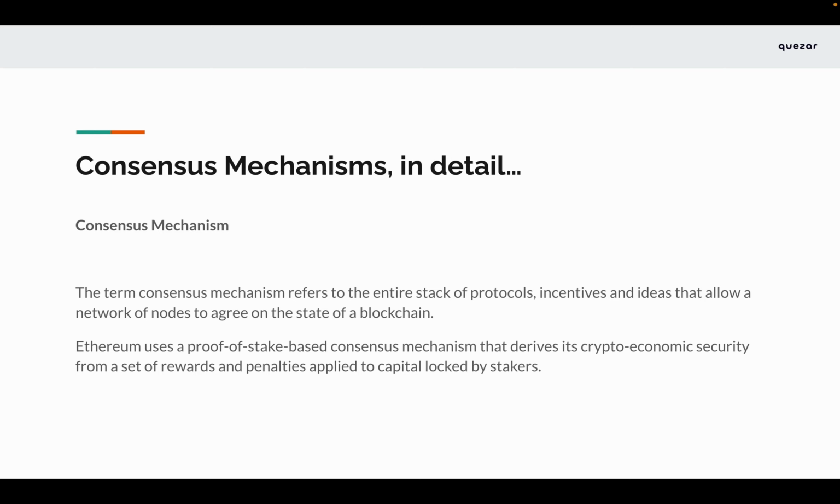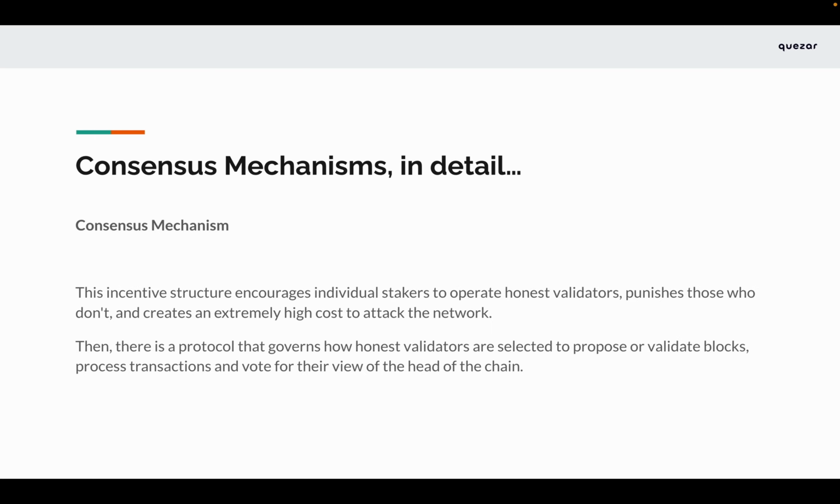Consensus mechanism is important because it adds a layer of crypto economic security by using a set of rewards and penalties applied to the stakers. Because they have already staked some of their capital on the network, their incentives are aligned to the purpose of the network. If they behave for the good of the network, they'll be rewarded, and if they try to harm the network in any way, they'll be penalized. This incentive structure basically encourages the stakers to operate honest validators and not do something fishy. And it also adds a very high cost to attack the network.